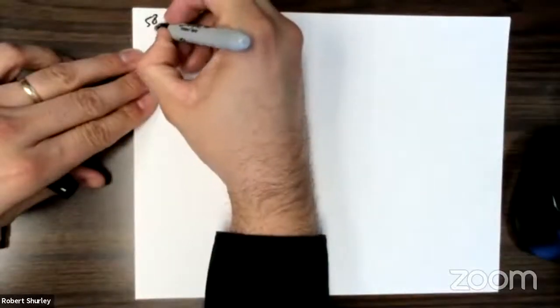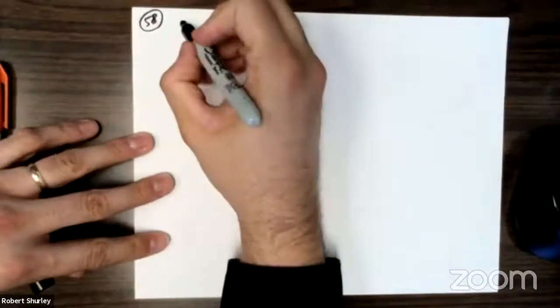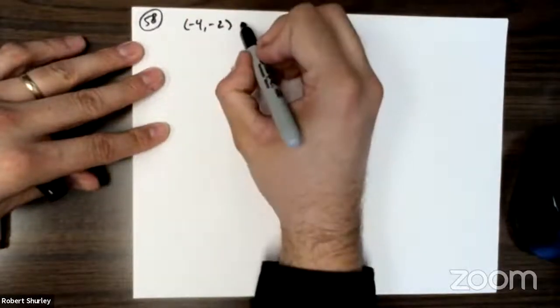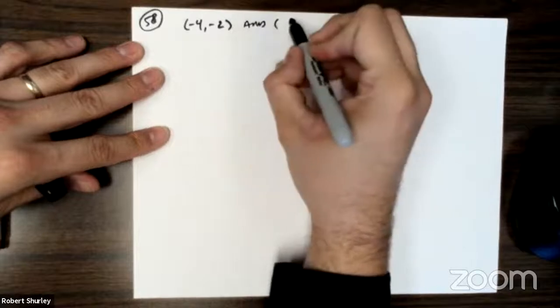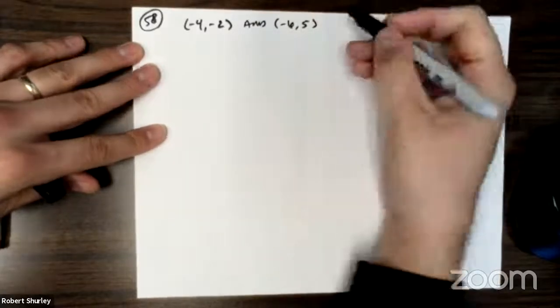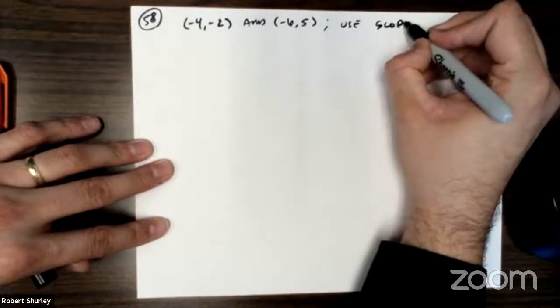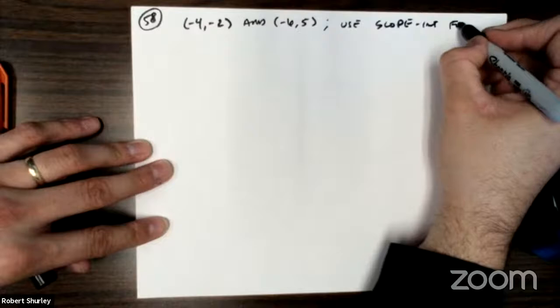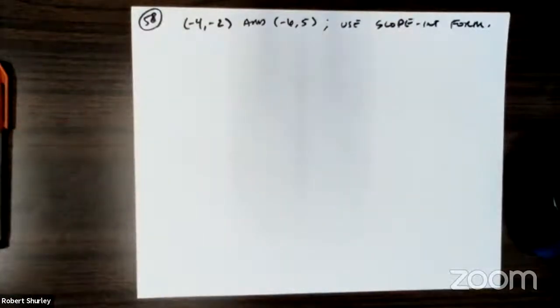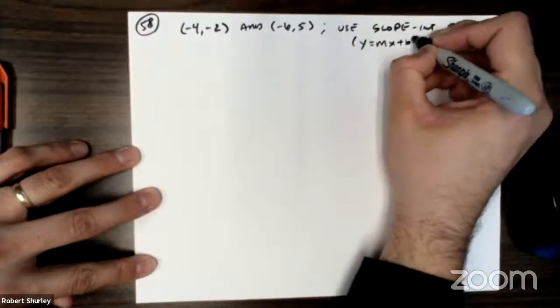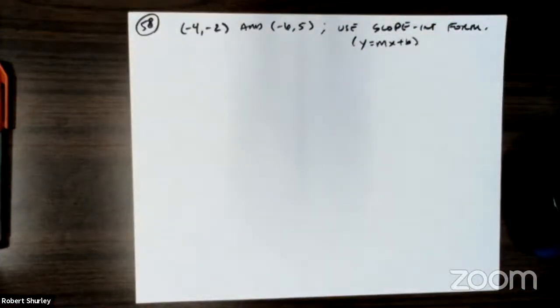Okay. This is number 58. The question states we go through negative 4, negative 2, and negative 6, 5, but they want to use slope-intercept form. They want us to put this thing in slope-intercept form. So remember, that's y equals mx plus b.